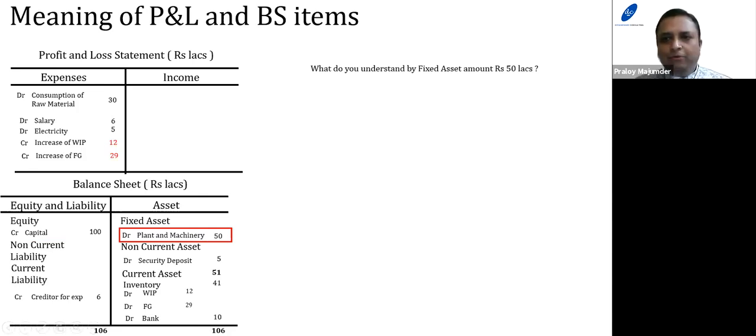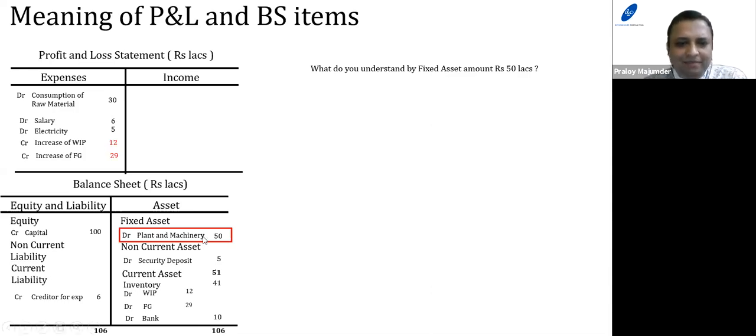Now let me take questions one after another and see how we can get the meaning of P&L and balance sheet. My first question is: what do you understand by fixed assets amount of 50 lakhs? First of all, does this entry belong to the first entry or second entry? If you can recollect correctly, the first entry would be debit balance sheet asset bank or credit liability creditor. So immediate inflow would be debit balance sheet asset bank, immediate outflow credit balance sheet asset bank, or deferred inflow would be debit balance sheet asset receivable, or deferred outflow with credit balance sheet liability creditor. Apart from these, all other entries in the balance sheet and P&L would be the second entry.